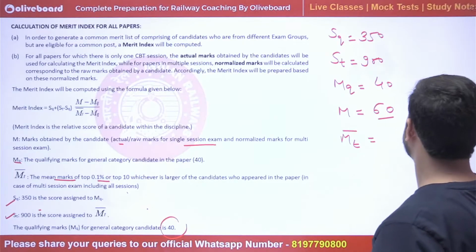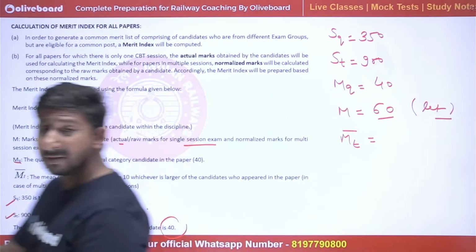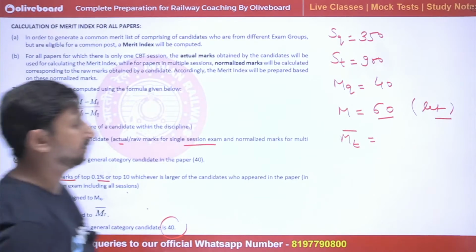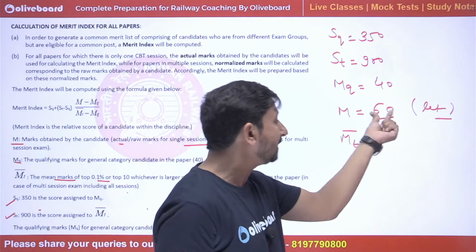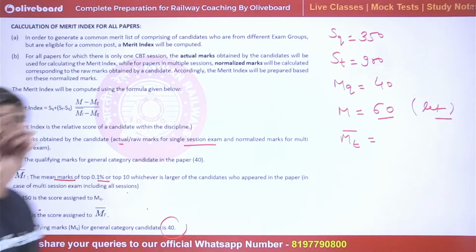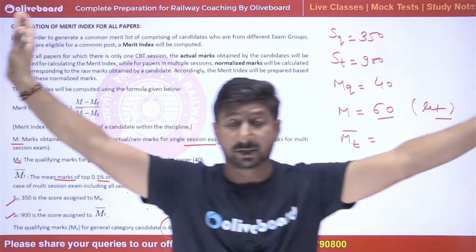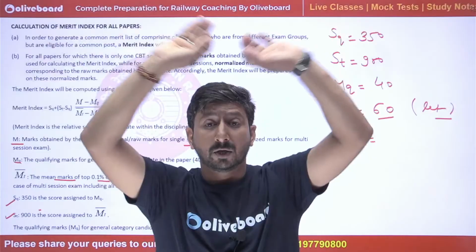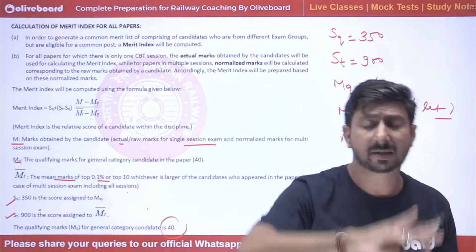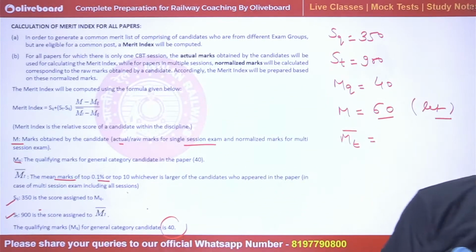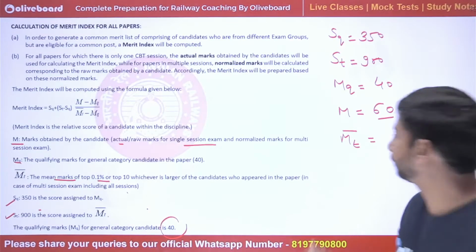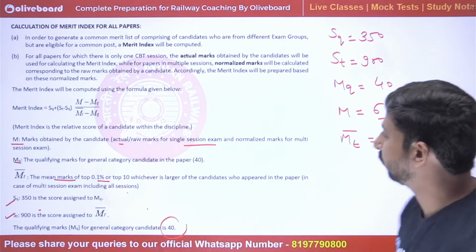Let me take an example that the actual or raw marks obtained by the candidate is M, and let's suppose this is 60. And M bar is the mean marks of the top 0.1% students, getting or not? And that top 0.1% of students get the average marks of, let's suppose, 80.